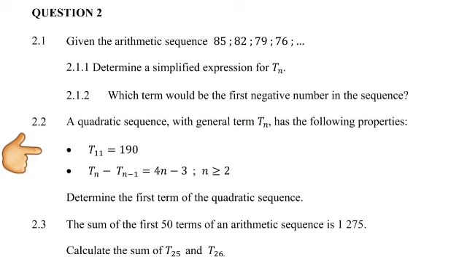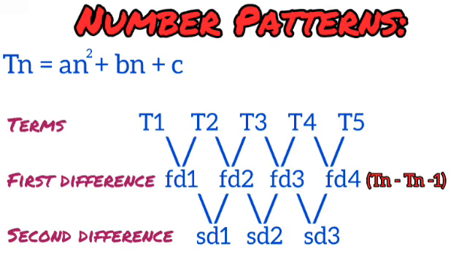So Tn minus Tn minus 1, basically what that tells us is that it gives us the difference. That is the different term. So to solve this question, we are going to use our standard formula. Our standard formula is Tn is equal to an squared plus bn plus c. So this is a standard quadratic equation, except we are doing it in terms of number patterns.